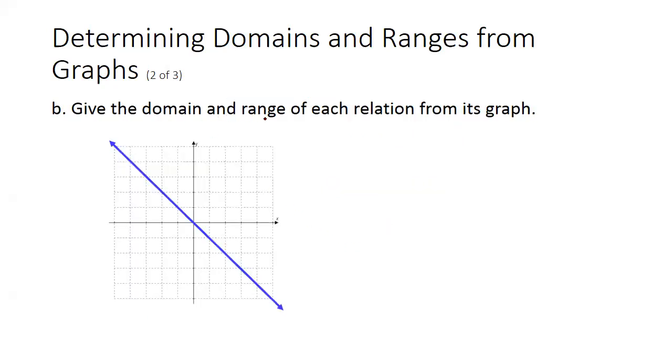So given the domain and range of each relationship here, in this case, those of you following this live with me, what do you think the domain here is? Looking at this graph. 0, 0. I hear 0. Anyone else?